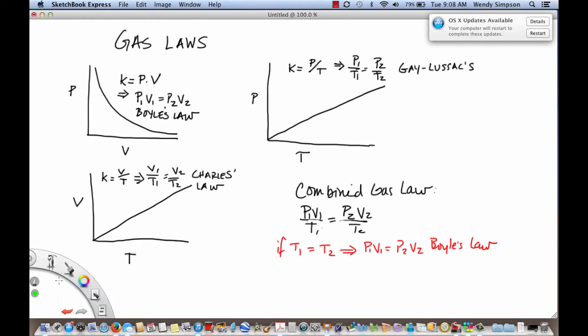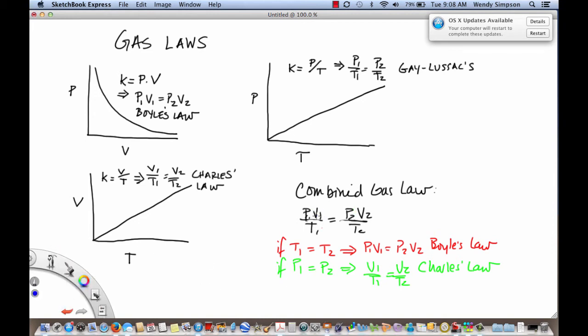If we hold pressure constant, then P1 equals P2, and they would cancel out, and we'd be left with V1 over T1 equals V2 over T2, and this is Charles's law. So when pressure is held constant, we get Charles's law.